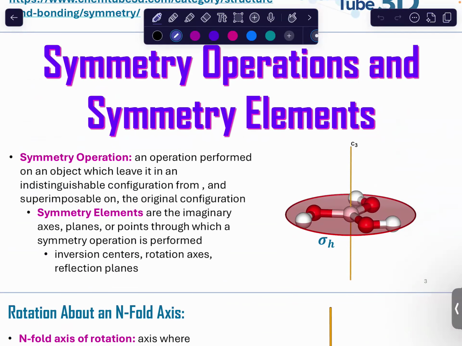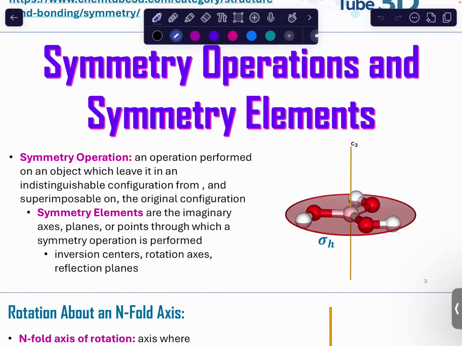Symmetry operations and symmetry elements. The operation is what it sounds like. It's performed on an object, and symmetry means that when you perform this symmetry operation, the molecule is indistinguishable from its original configuration, and it's superimposable on its original configuration. The symmetry elements are the individual axes, planes, and points through which a symmetry operation is performed.